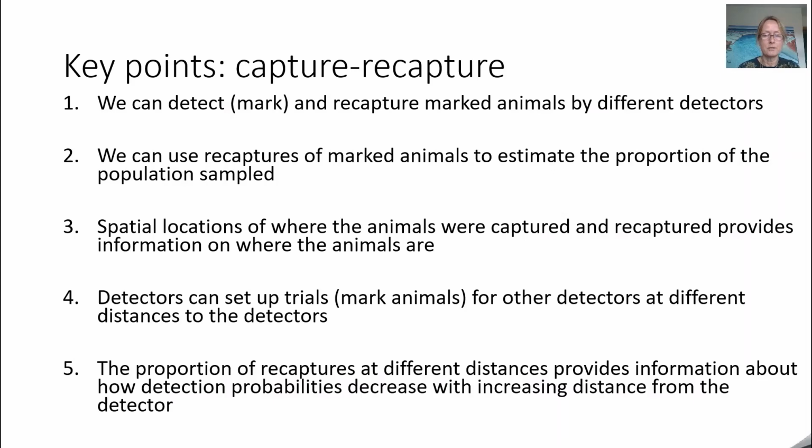In the next lecture, we're going to look at how we can use the number of detections and the estimated detection probabilities to estimate animal density or animal abundance.